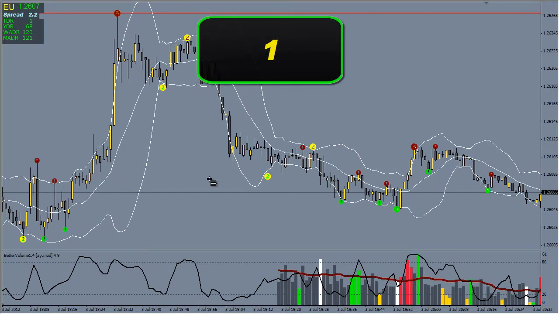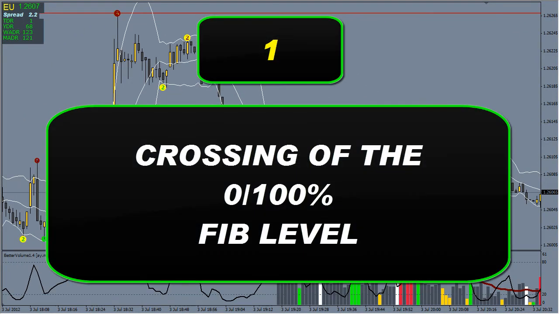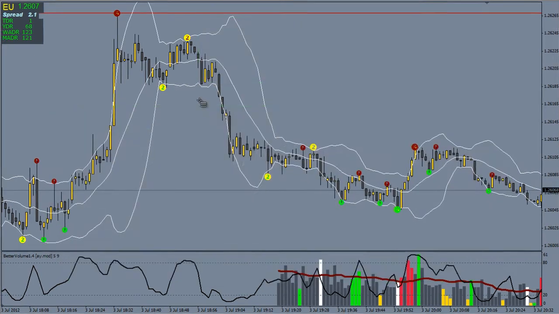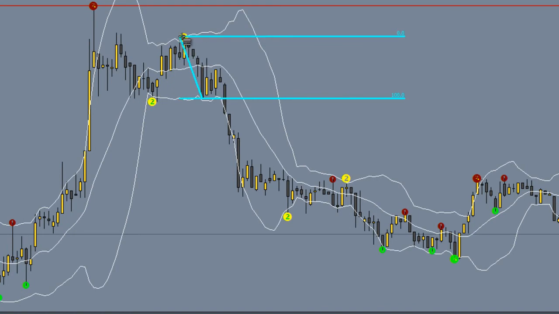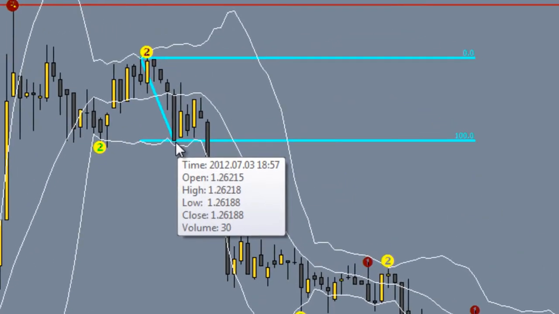The first entry type is the crossing of the 100% fib level, and I will go over that here. We draw our fibs from this low to this high. Here's our 100% fib level. In this case, we will take a short when this level is broken.